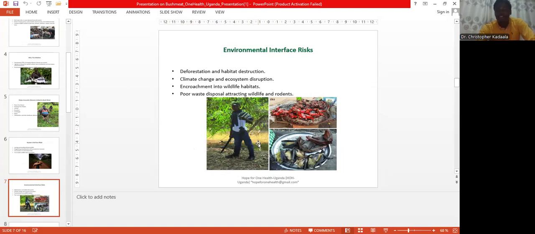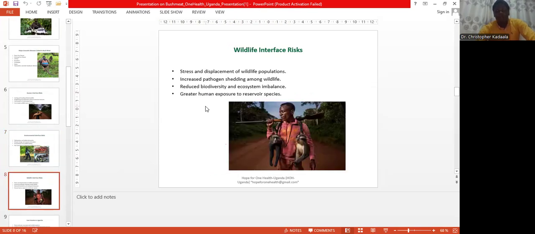We have recently been recognizing the waste management issue in Kampala and the other urban areas, even deep in the trading centers, there is poor waste disposal. People just dump around the cities, towns, and municipalities. So that also attracts rodents like rats, hence increasing the spread of zoonotic diseases.